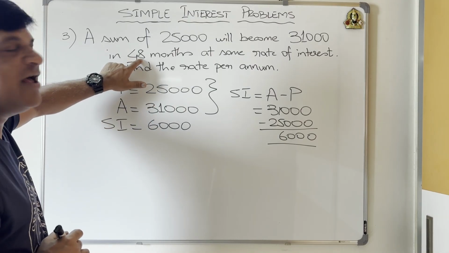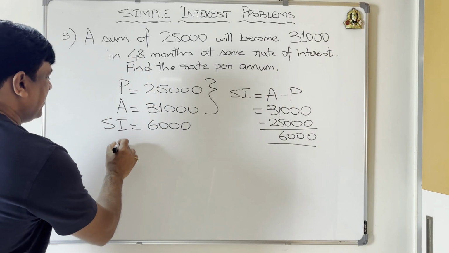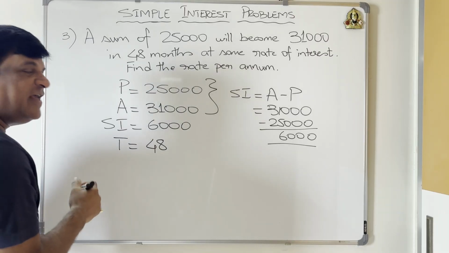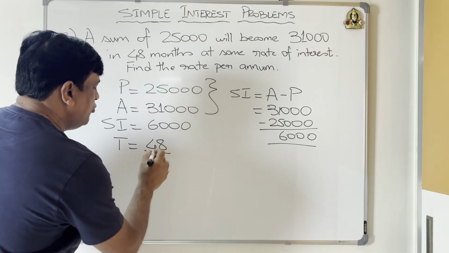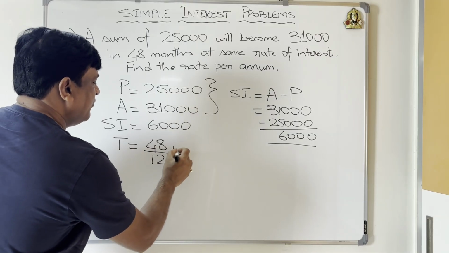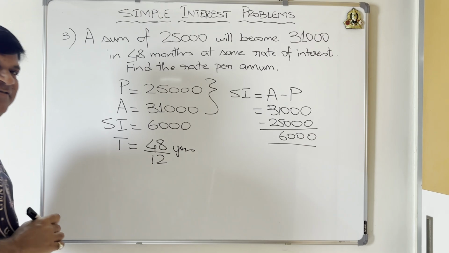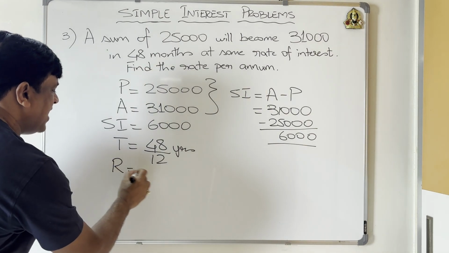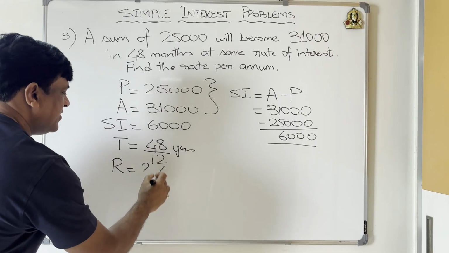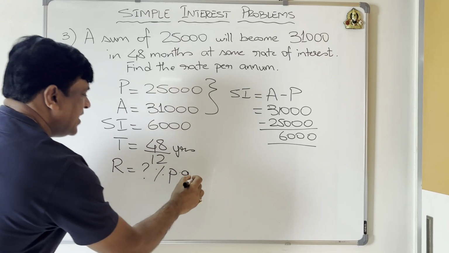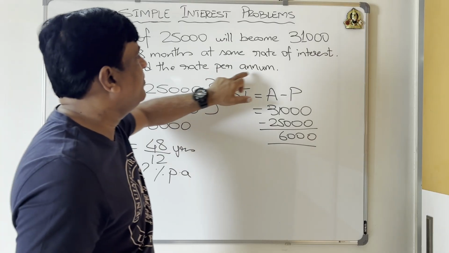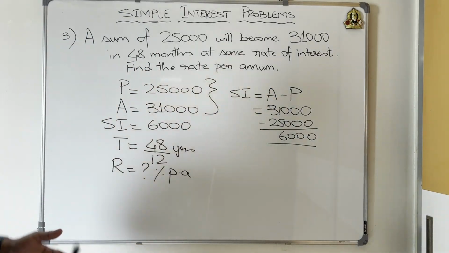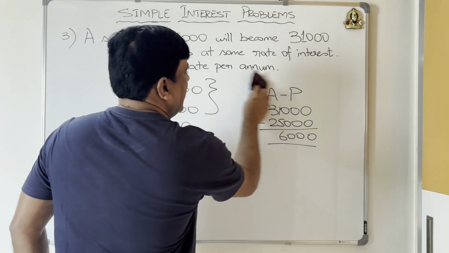They gave the time as 48 months. Let's put the time. Time is equal to 48 months. Since they have given it in months, I'm going to divide it by 12 and convert into years. Make sense? Now they are asking us to find the rate. At what rate per annum? They have clearly mentioned to find the rate per annum. Now get back to the problem. You have all the data you need. Put it in the formula and get the answer.